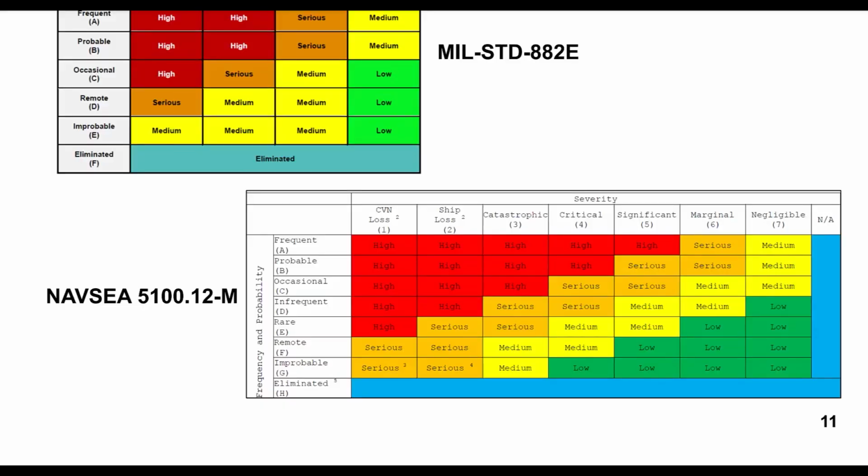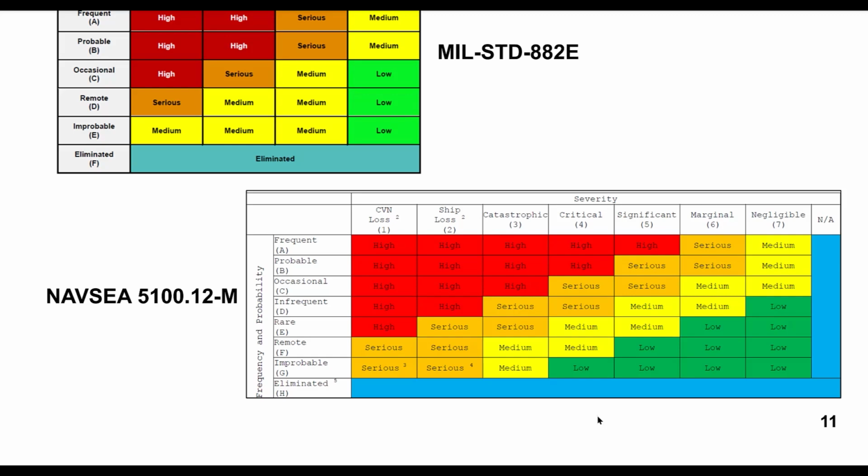Good morning, everyone. I wanted to do this video on how you could create a structured expression that would output values such as low, medium, serious, or high, depending on where they would fall within a matrix such as this. What you're looking at here is a NAVSEA 5100.12M matrix, and this is for risks that have a specific frequency and probability by the severity level.